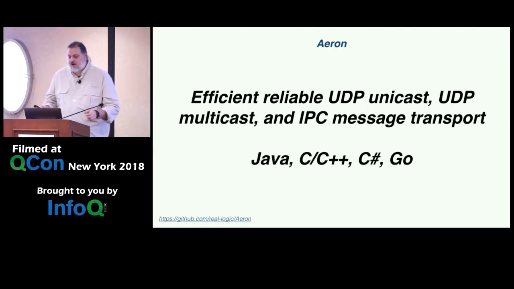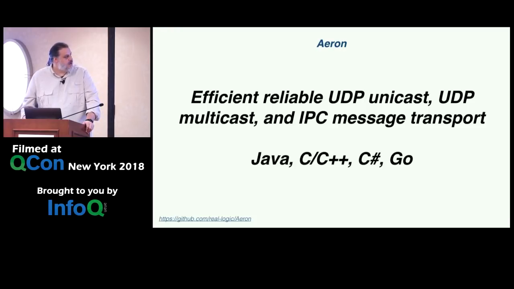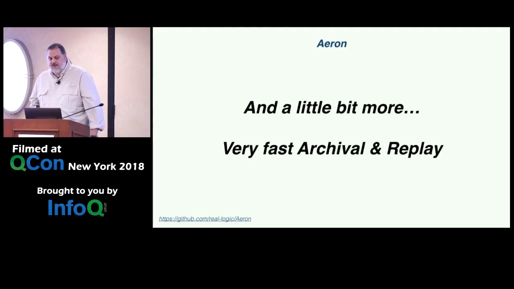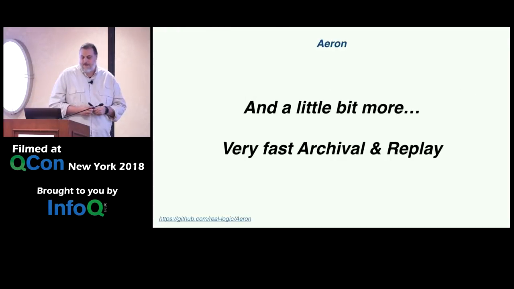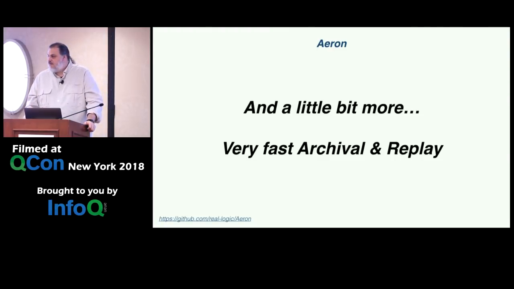So, why Aeron? If you don't know what Aeron is, it's a very efficient, reliable UDP unicast, UDP multicast, and IPC message transport. Think of it as TCP, but over UDP, but it also supports multicast, and it also supports very fast IPC in a few different languages. And it's a little bit more than that. It has very fast archival and replay. Now, it's not persistence. It's not guaranteed messaging, because we fundamentally think that guaranteed messaging and queuing are only a small part of a much larger problem, which we talked about previously. But it does have this very fast way of archiving a stream and replaying a stream.